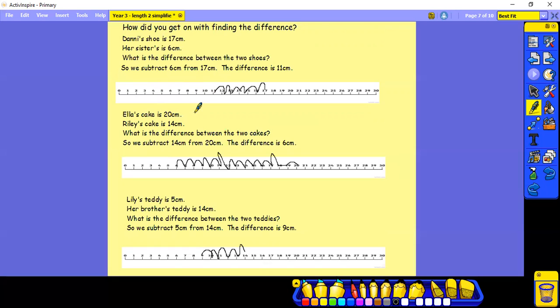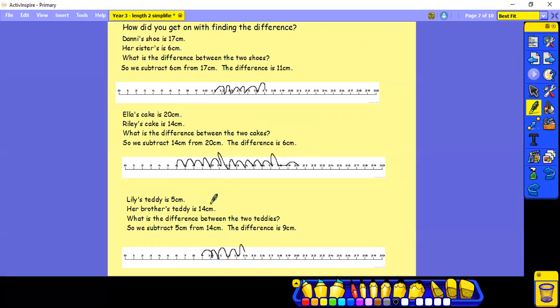Ella's cake is 20 centimetres. Riley's cake is 14 centimetres. What is the difference between the two cakes? So we subtract 14 from 20. We count back 14, and the difference is 6 centimetres, because when we count back 14 from 20, we land on 6.